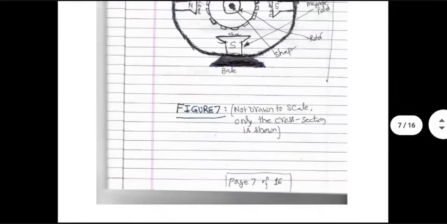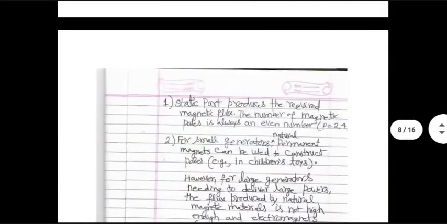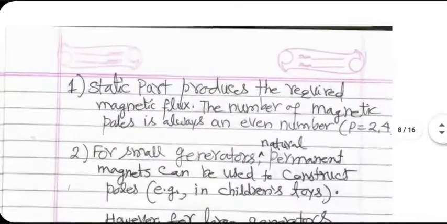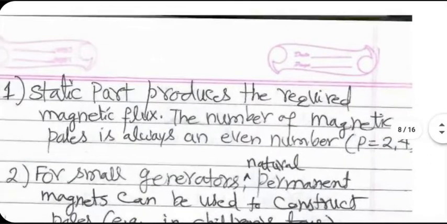Okay, let's move on to the next one. Yeah, some written description. The static part produces the required magnetic flux. Fine. The number of magnetic poles is always an even number. Fair enough. 2, 4, 6. I think the scan is not perfect. There must be 6 also there. But I think you can make out what is missing.